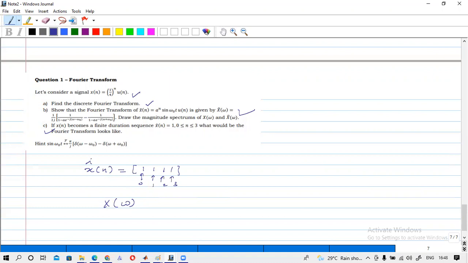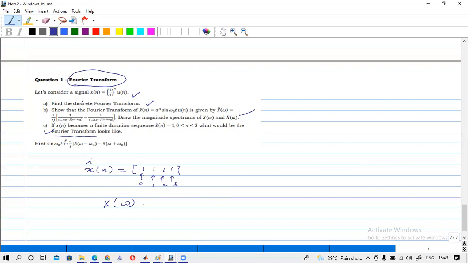We are asked to find the Fourier transform, not the discrete Fourier transform. I think here also we are asked to find the discrete time Fourier transform, not the DFT. I have explained now how to find the DTFT, so you have the answer.